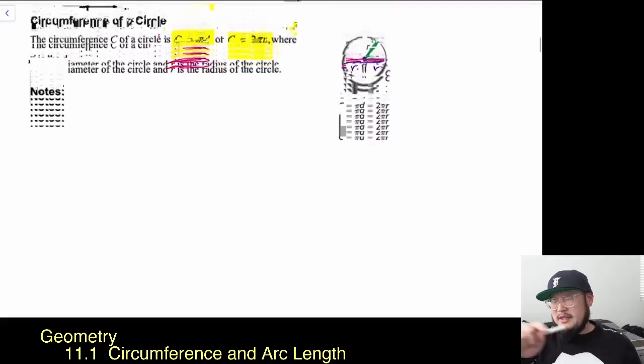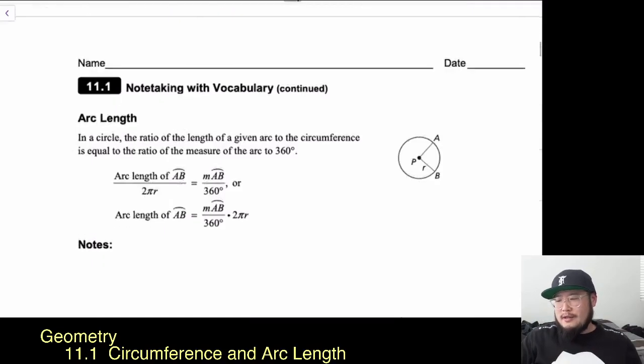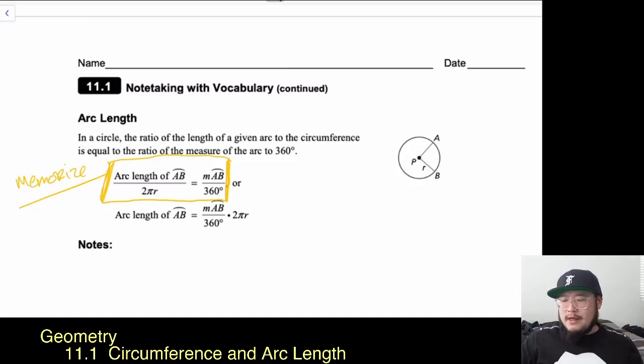Let's go ahead and move on. Let's figure out arc length, okay? The thing you have to memorize right here and know how to use is this ratio or proportion. You must make sure you memorize this. I'll go ahead and include that right there. The arc length of arc AB, if you divide that by 2 pi r, is equal to the measure of arc AB over 360.